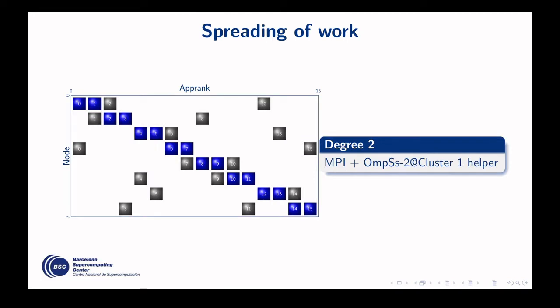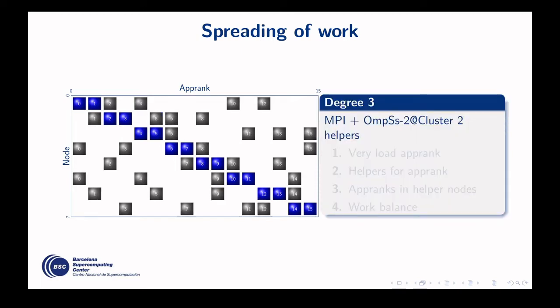In this work, we address these problems by proposing a solution in between. We construct a bipartite graph where we can control the offload degree. We can see in the picture that when the degree is 2, every app rank has one helper in a remote node. It will be able to offload work to that helper in some conditions. If we increase the degree, for example to 3, then every app rank will have 2 helpers in 2 different nodes to offload work to.